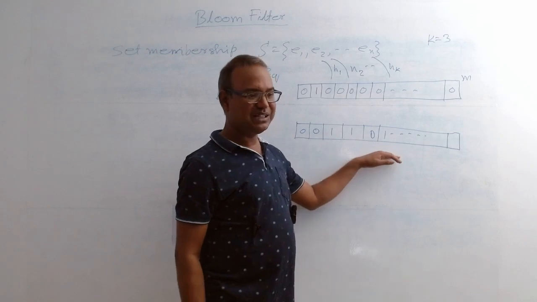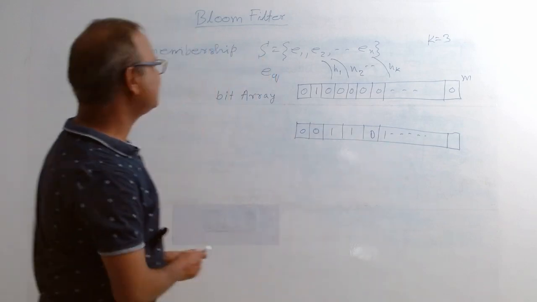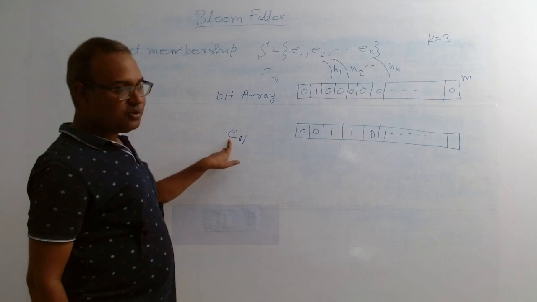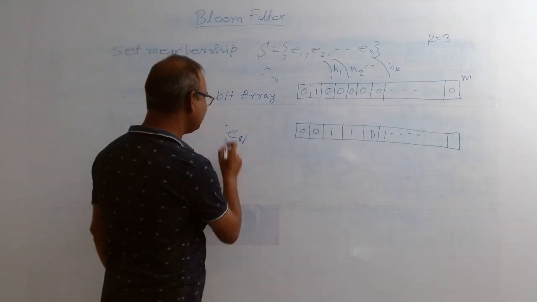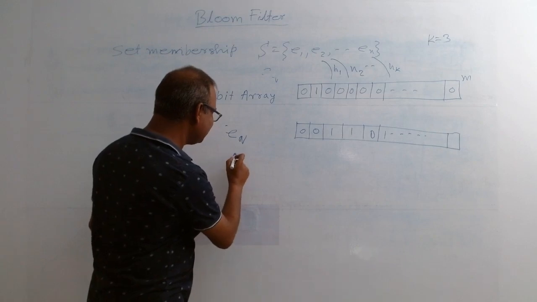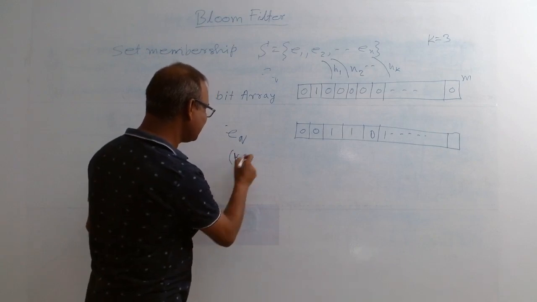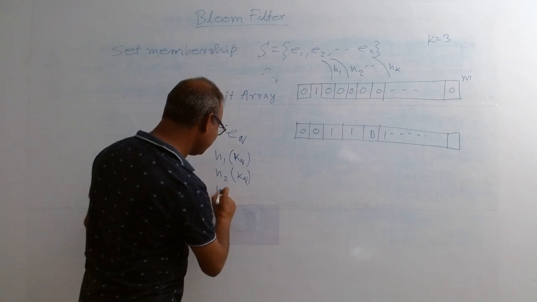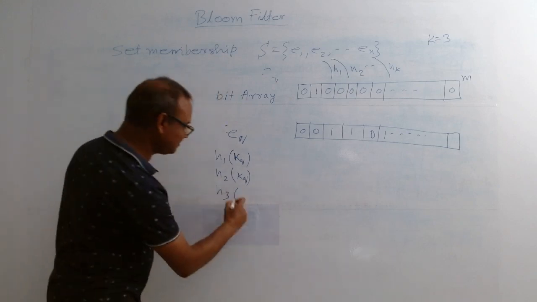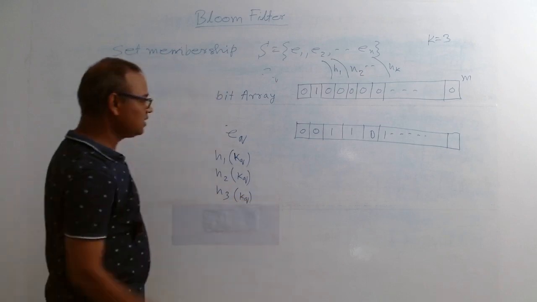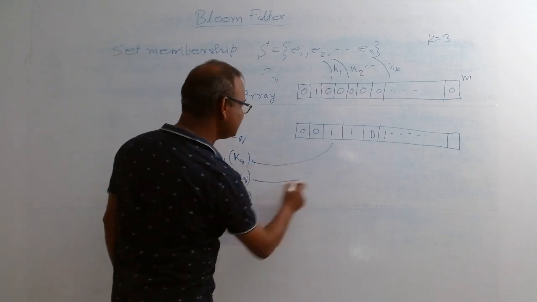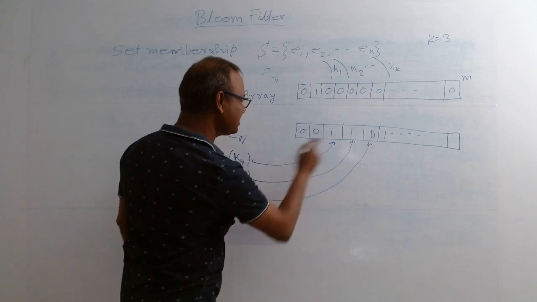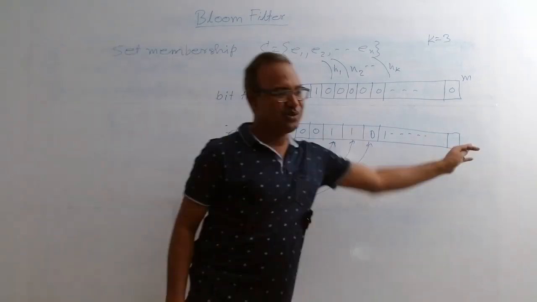So how will we check set membership? Now let's say we have this query element eq. Okay. What will we do? We have three hash functions. So we will evaluate the key of q using h1, using h2, and using h3. Okay. We'll get three different positions. This, maybe this, maybe this. These positions may not be sequential, but maybe arbitrary locations in this table.